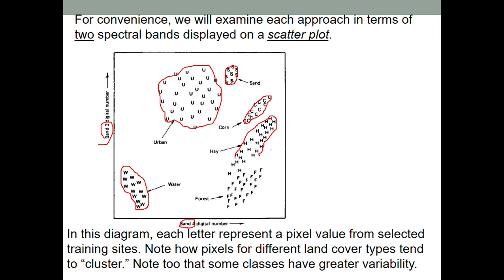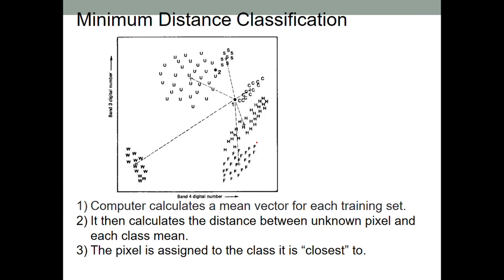Suppose there are some pixel values here that still remain unclassified, because this is what we do for our training sites. All of this is identified; this is our training site.